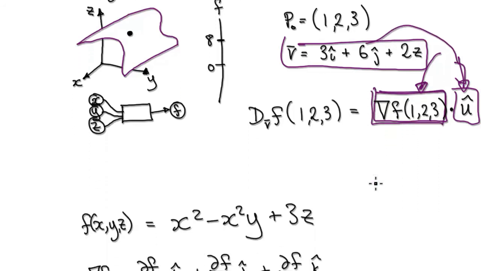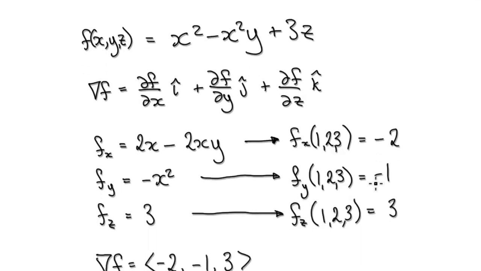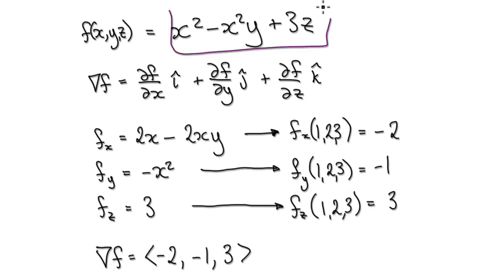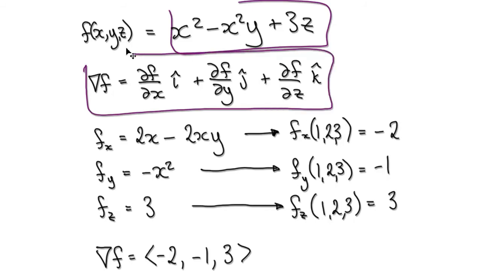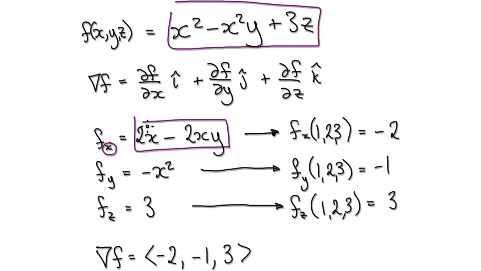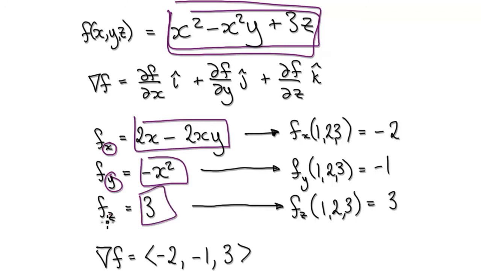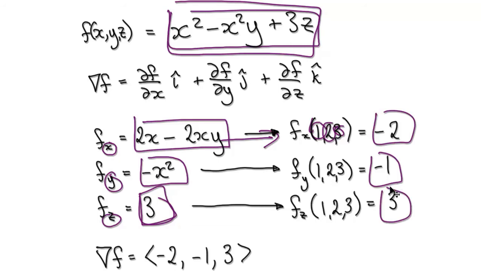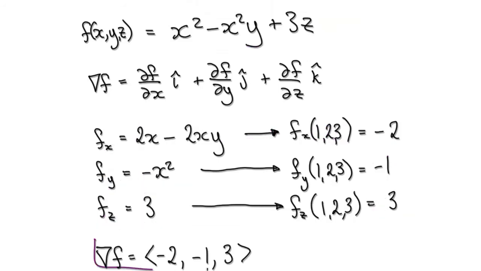So find the gradient vector, looking at our function. To find the gradient vector, we've got to take the partial derivative with respect to x. So differentiate this whole thing here with respect to x. That will then give us this. Take the partial derivative of this function with respect to y. That will then give us this. With respect to z, that will then give us this. Now evaluate it at this particular point, 1, 2, 3. So that will give us -2, -1, and 3. So this is our gradient vector. So we've got our gradient vector.